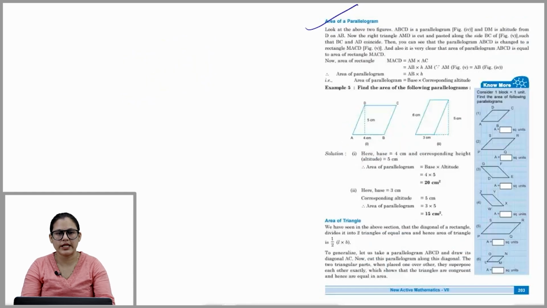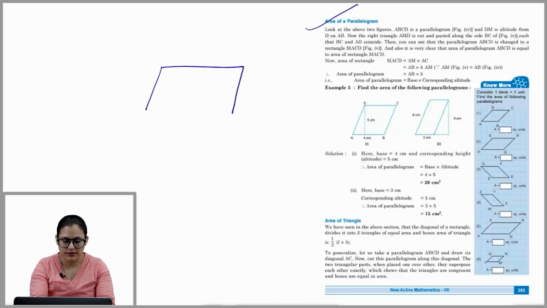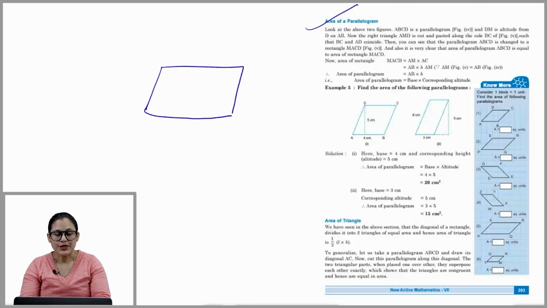Such that BC and AD coincide, then you can see that the parallelogram ABCD is changed to a rectangle MACD. And also it is very clear that area of parallelogram ABCD is equal to area of the rectangle. See, a parallelogram is like this. Those two sides are parallel to each other. So now area of rectangle MACD is equal to AM into AC, and AB into H, because AM is equal to AB. So area of parallelogram is AB into H.